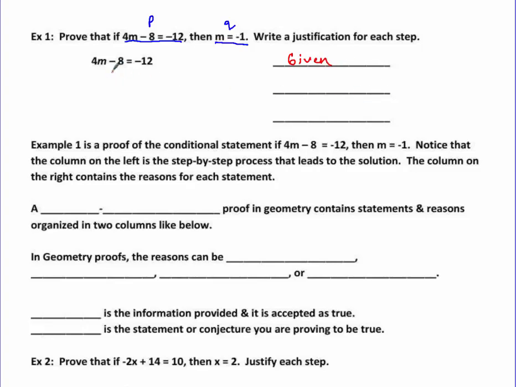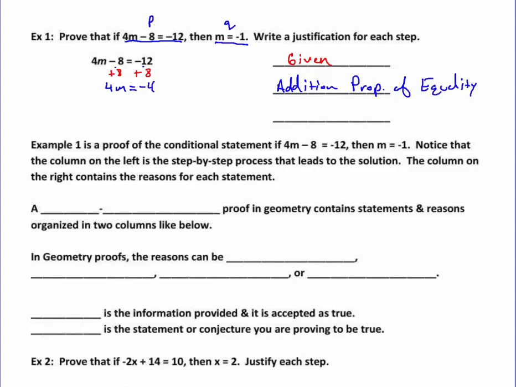Now we're going to solve this like we do any equation. We're going to add 8 to both sides. So then we're going to wind up with 4m equals negative 4. And the way we did that was we added the same thing to both sides of the equal sign, which means we used the addition property of equality.